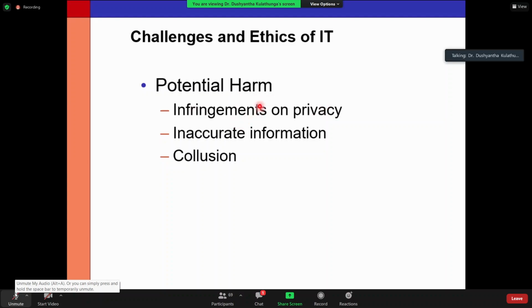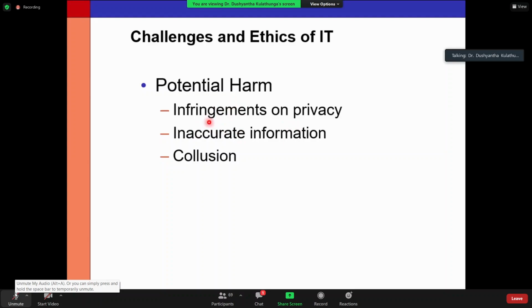Okay, so that is one thing, or that is basically not a challenge, basically that is related to ethics. There can be some unethical uses of data about employees and customers which are stored within the organizations.